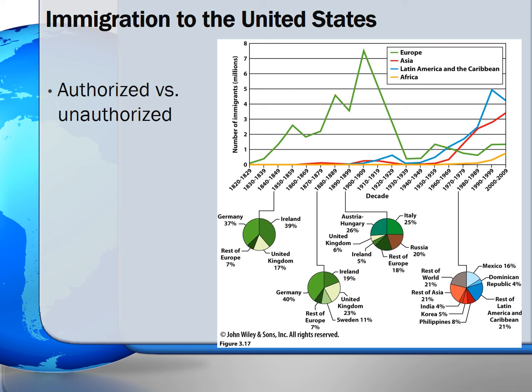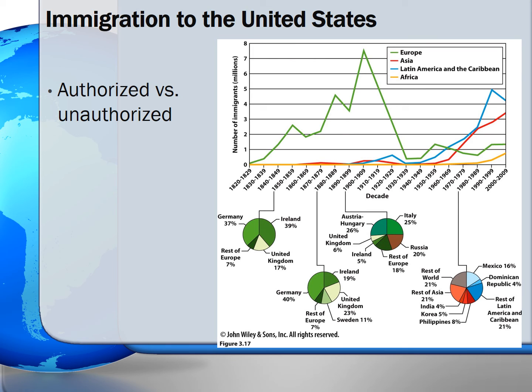In addition, the United States has authorized and unauthorized immigrants. Authorized immigrants are those legal permanent residents who hold valid green cards. These people could be guest workers. Unauthorized immigrants are those who are undocumented or illegal. These people could have been here on a valid visa, but the visa expired, or crossed the border without being detected.